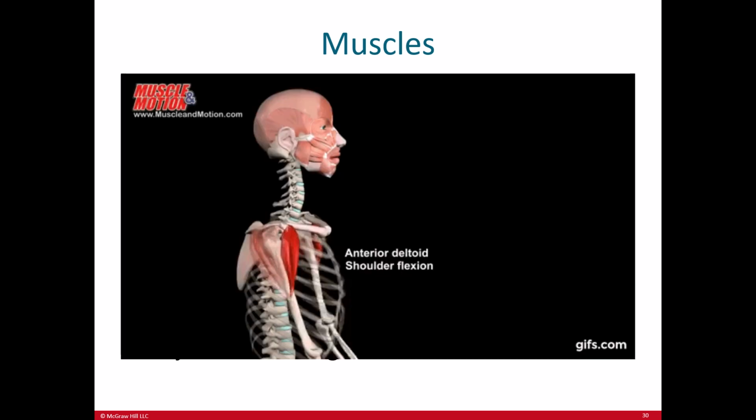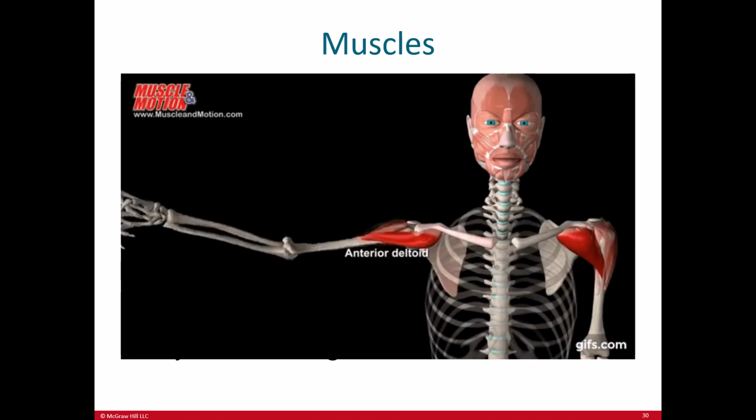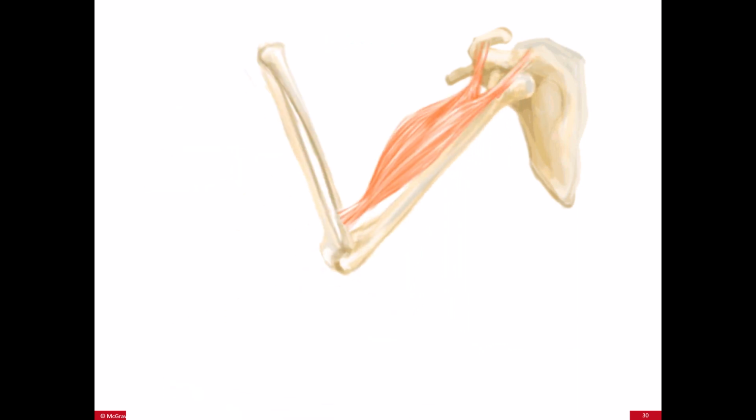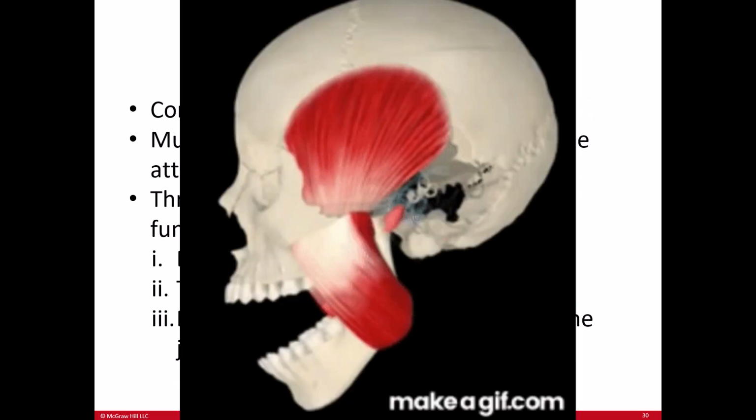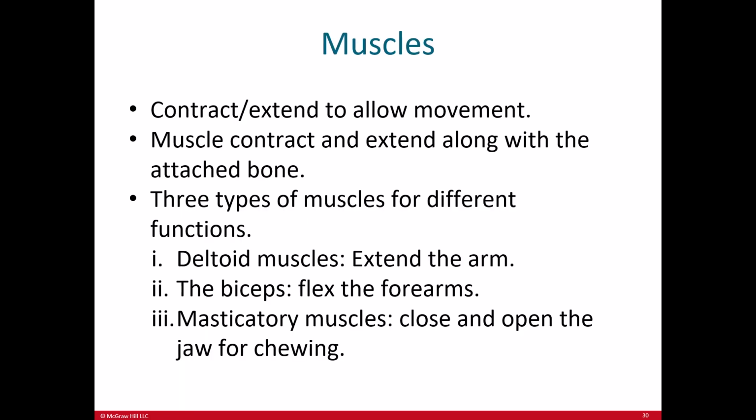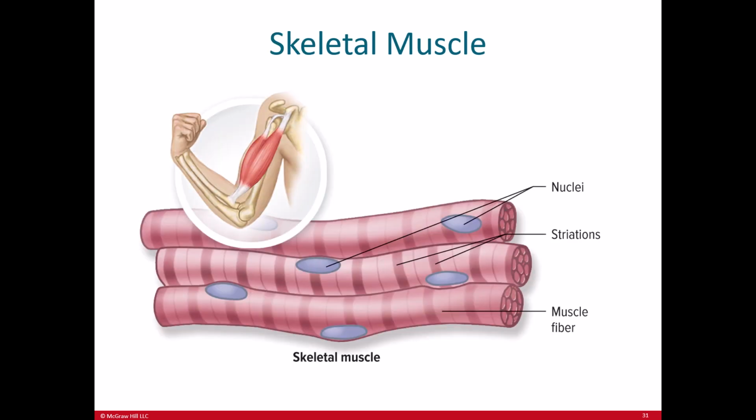For example, we have the deltoid muscles, which extend the arm, the bicep, which flexes the forearm, so it does the opposite of what the deltoid does. And then we have the masticatory muscles, which open and close the jaw for chewing. These 3 represent the different types of movement that these muscles can do. Now we're going to talk about the 3 different types of muscle.